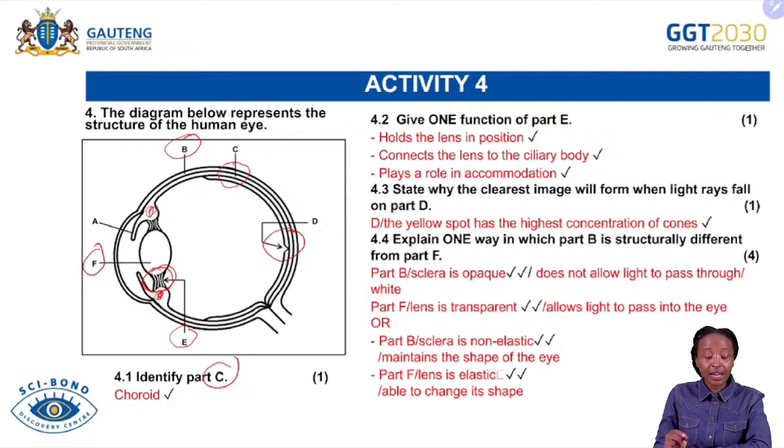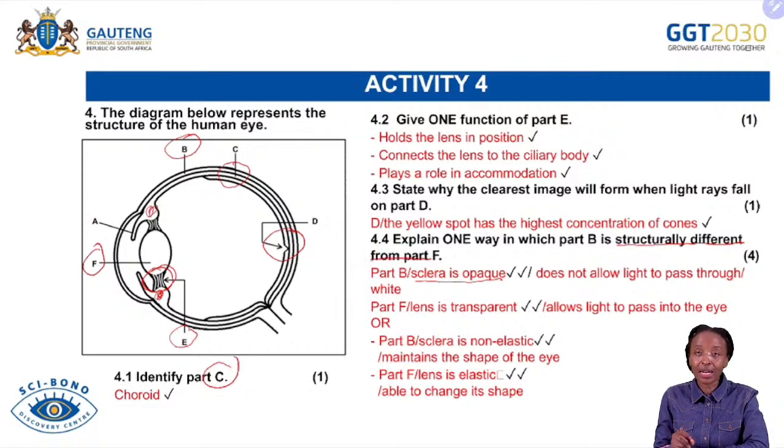Two, we can say the sclera is non-elastic. It maintains the shape of the eye, whereas the lens is elastic, and it's able to change its shape. But what you must note here is that the 2 marks are allocated to one way in which they are structurally different. So you are only expected to mention something about the structure, not the function.